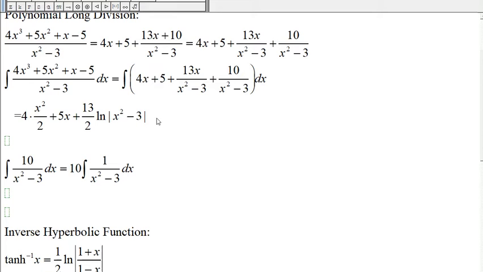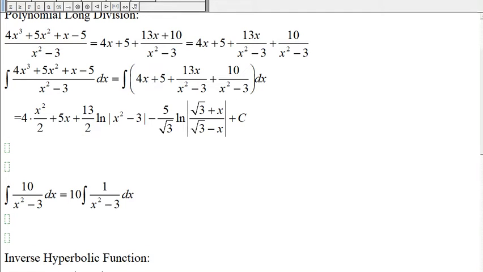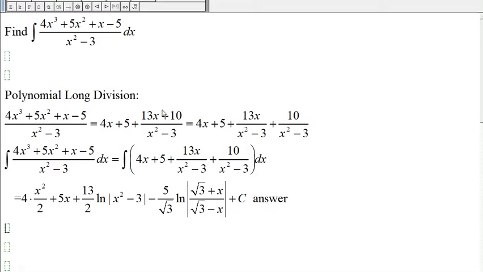And so this last integral, the integral of 10 divided by (x^2 - 3), is -5 divided by the square root of 3, and then times this expression right here. And this is the answer. And so in summary, first do polynomial long division, and we get this expression right here, and then find the antiderivative of each term, and this is the answer.